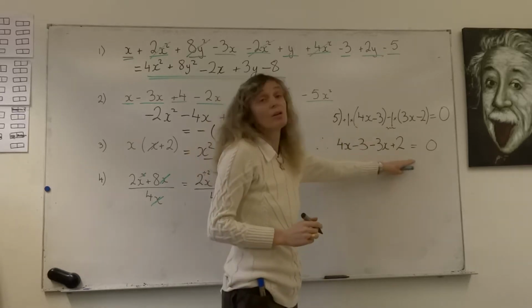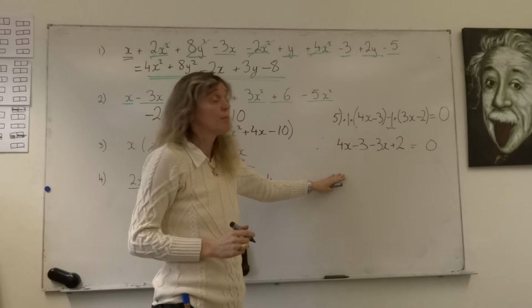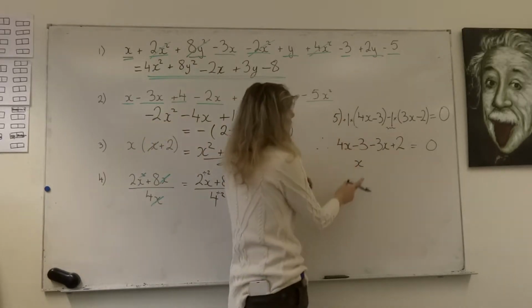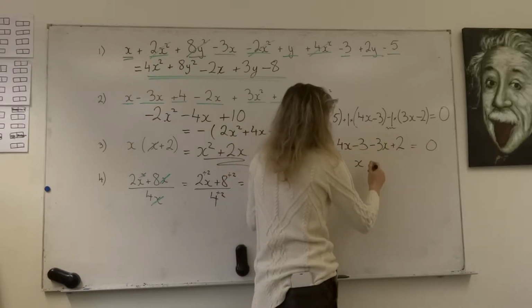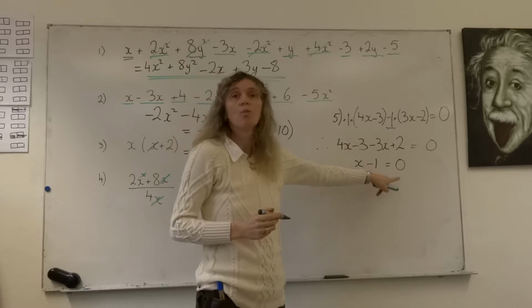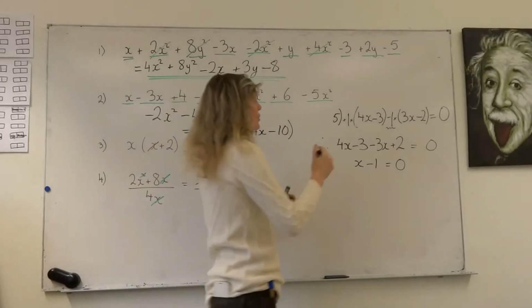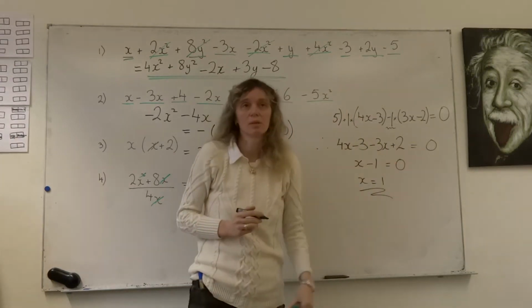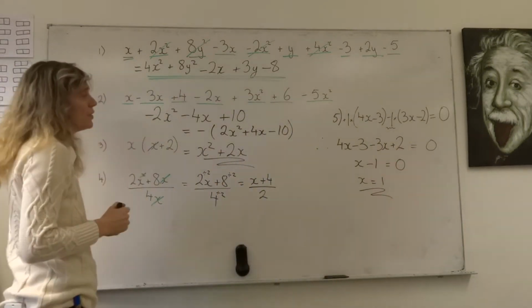So now we've got two lots of x terms and two numbers we have to simplify. 4x minus 3x gives us x. Minus 3 plus 2 gives us minus 1. So we know that x minus 1 equals 0. So x must equal 1, because 1 minus 1 equals 0. So we now have a solution for that one.